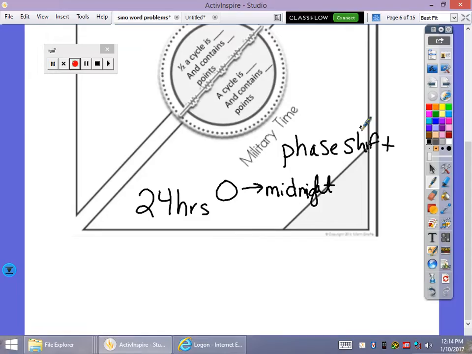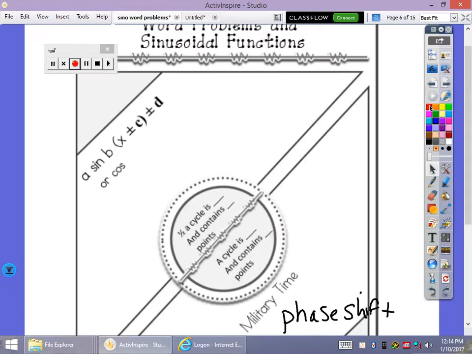All right, let's move on up. And let's talk about A. What do you know about A? Amplitude. Okay. How do I find the amplitude? Distance from the 0 line. Okay, what if I don't know the 0 line? Max minus min divided by 2. Excellent. Okay.